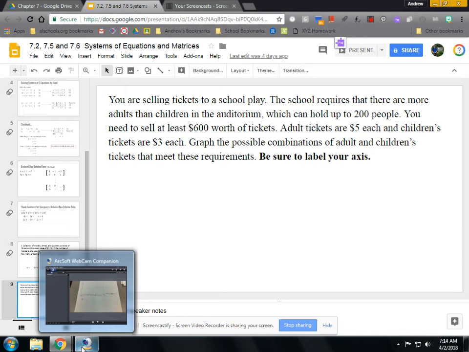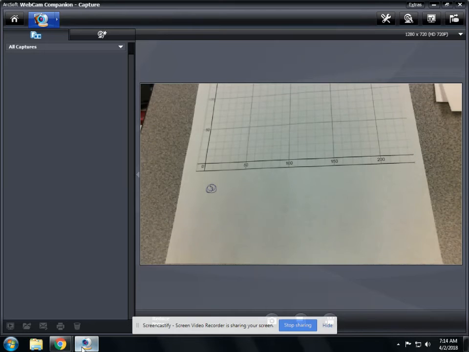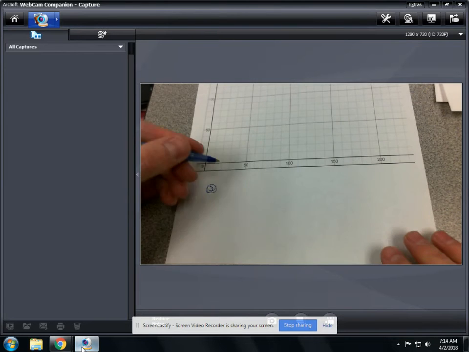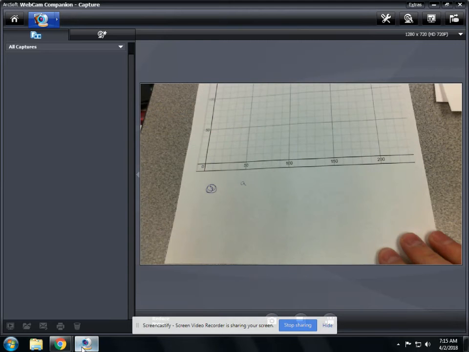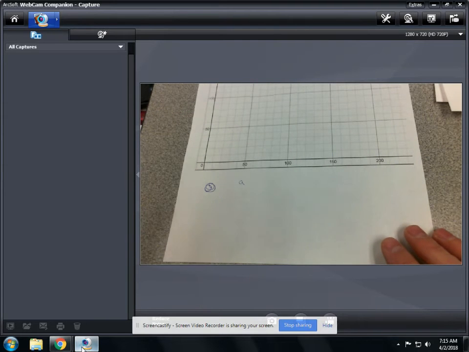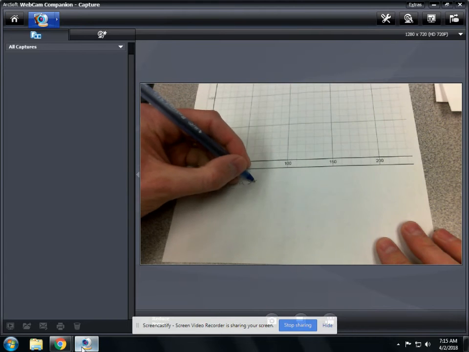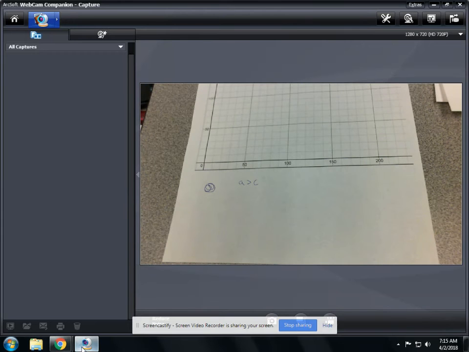More adults than children, that is an inequality right there. If it talks about more of this or less of that, we can write that as an inequality. So I'm going to use A and C as my variables for adults and children. Whatever the adults are, that has to be more than the children. It doesn't say that it could be equal. It says there has to be more. So we're going to have a dashed line. There's no equal there.